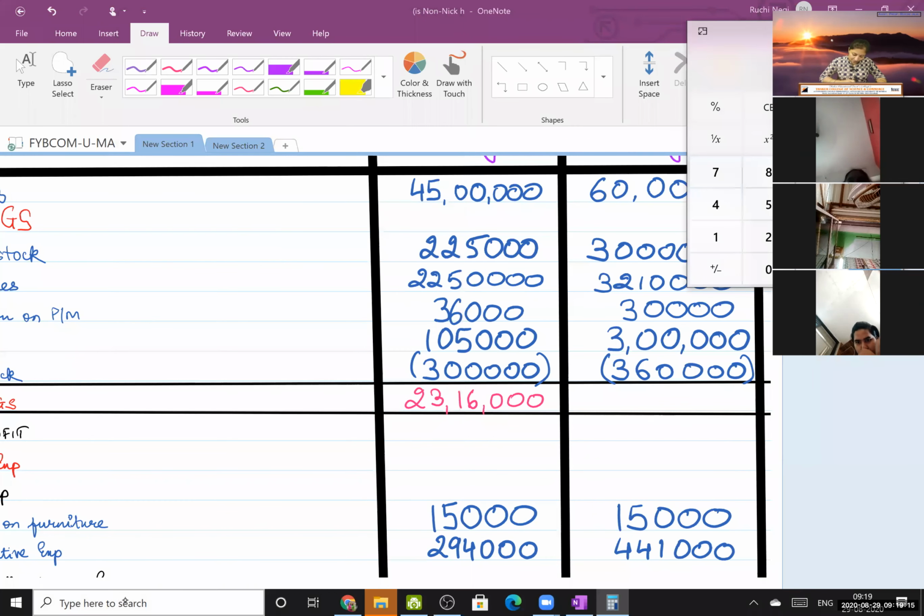Next, 3 lakhs plus 32 lakh 10,000 plus 30,000 plus 3 lakhs minus 3 lakh 60. The answer is 34 lakh 80,000. So right here, 34 lakhs 80,000.